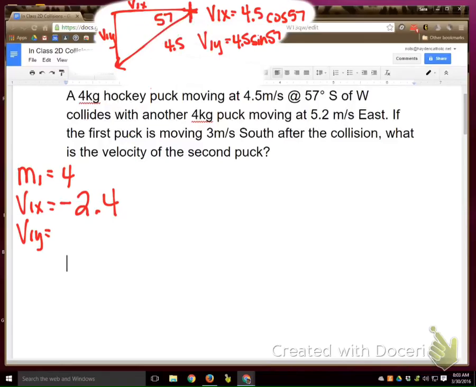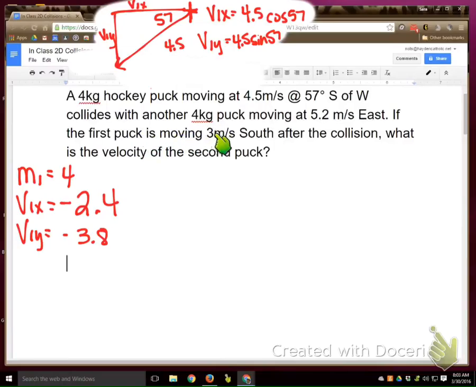What do we have for V sub 1y? Adam, what'd you have? 3.8. Is that all? Negative 3.8. Those negatives are going to make a huge difference in your momentum equation. If you don't include those, it's going to be way, way off. So make sure we include that.